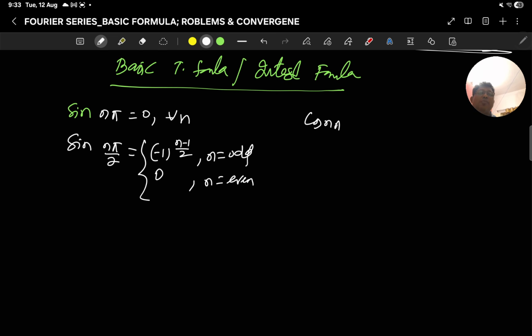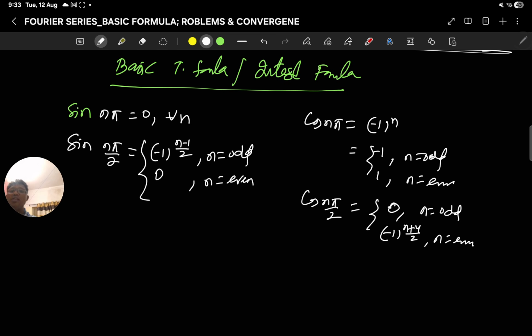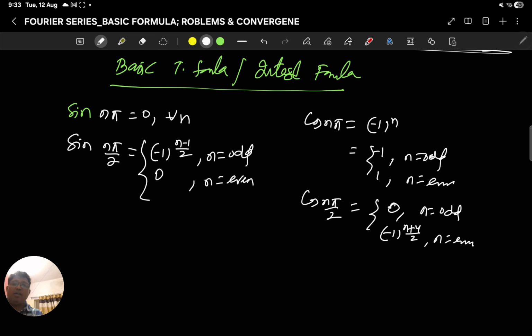Similarly, what is cos n pi? Cos n pi is (minus 1) to the power n, that is minus 1 if n is odd, and 1 if n is even. What is cos n pi by 2? It is 0 if n is odd, and (minus 1) to the power n by 2 if n is even.